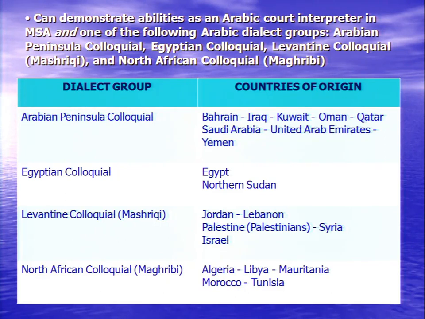We do have the Egyptian colloquial spoken in Egypt and northern Sudan. So that's another colloquial. Levantine colloquial, we call it the Mashriqi in Arabic, spoken in Jordan, Lebanon, Palestine, Syria, and Israel as well. And we do have the North African colloquial, spoken in Morocco, Libya, Mauritania, Tunisia.